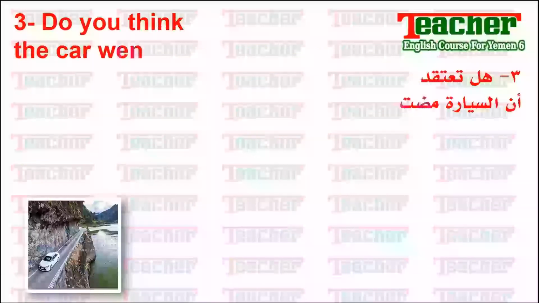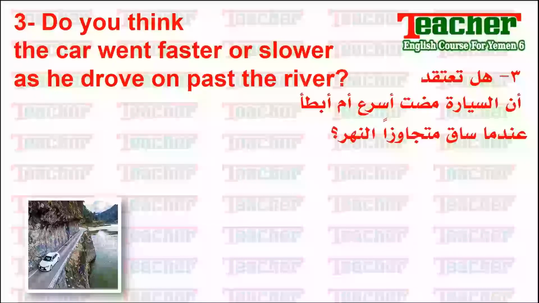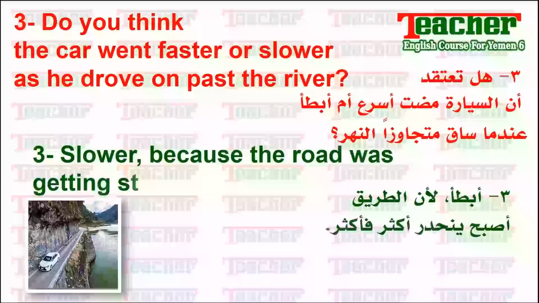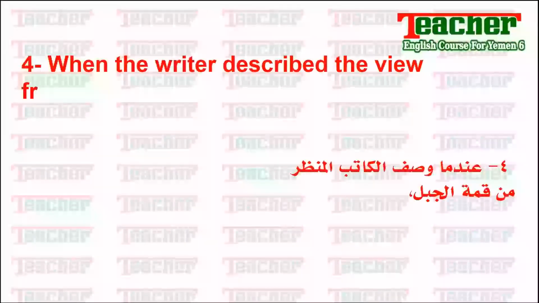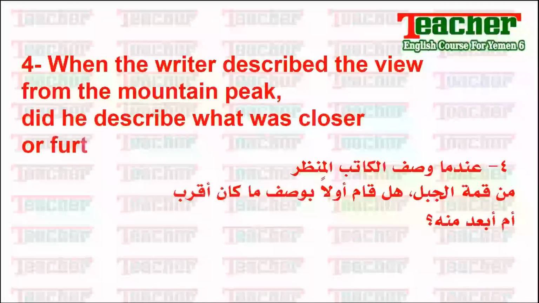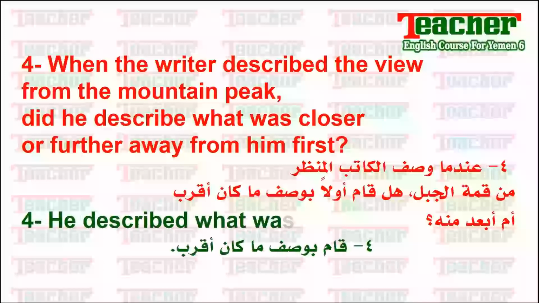3. Do you think the car went faster or slower as he drove on past the river? Slower, because the road was getting steeper and steeper. 4. When the writer described the view from the mountain peak, did he describe what was closer or further away from him first? He described what was closer.